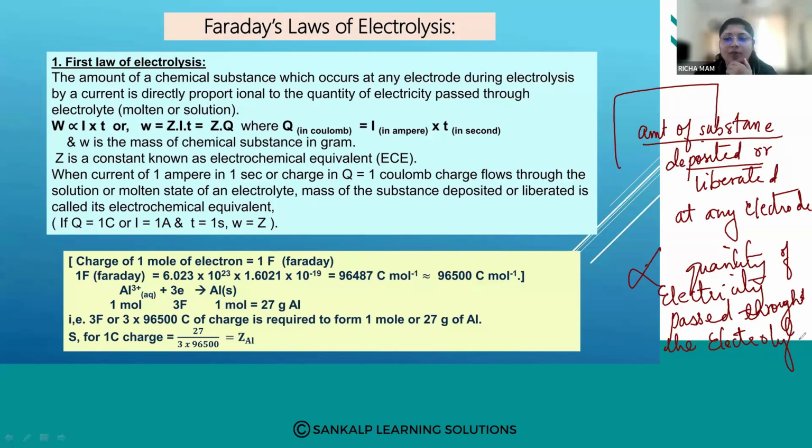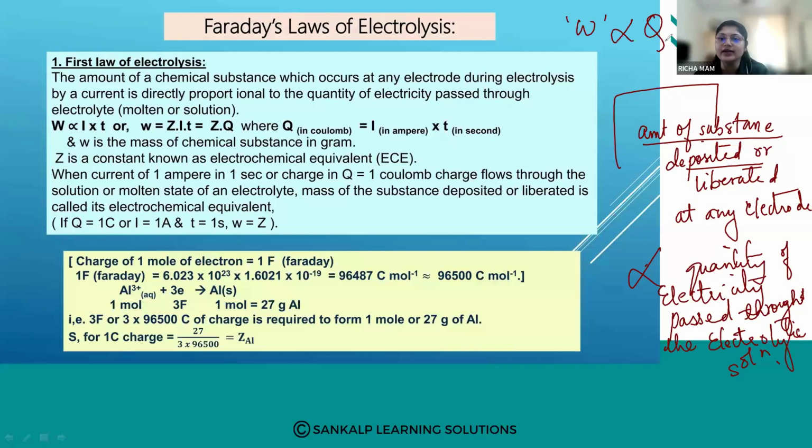The amount of substance which gets deposited or liberated at any electrode is directly proportional to how much current you are passing through the electrolytic solution, whether it is molten or in aqueous form. So how is it mathematically given? W is the weight, considered in grams, of the substance deposited. It is directly proportional to Q. Q is the coulomb of electricity.